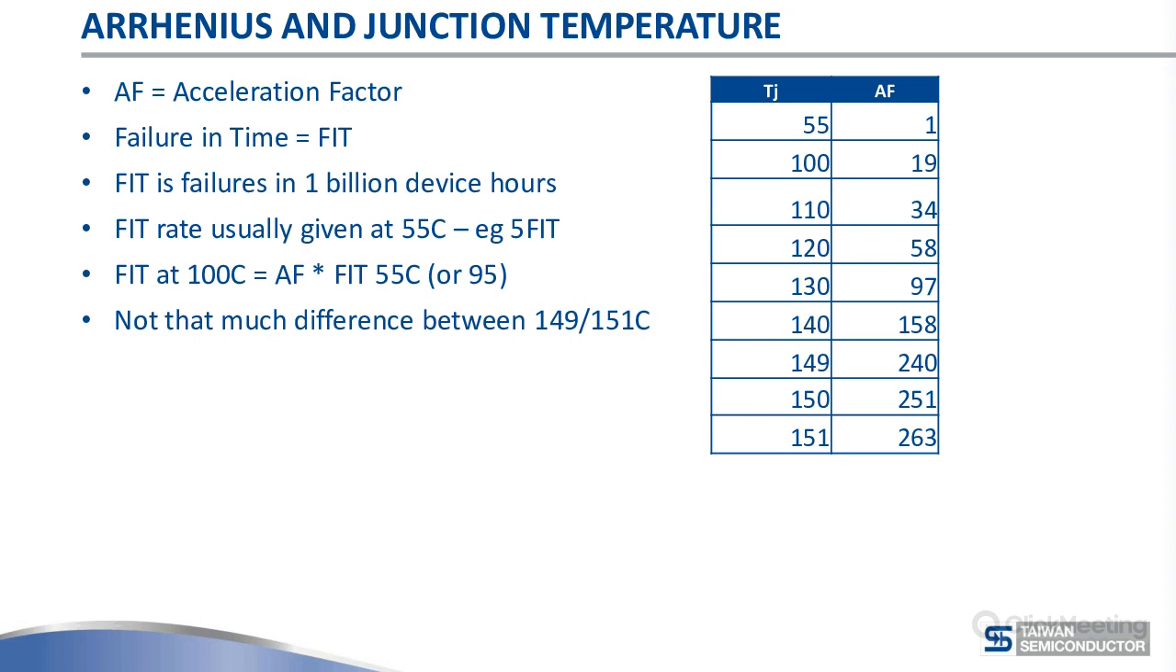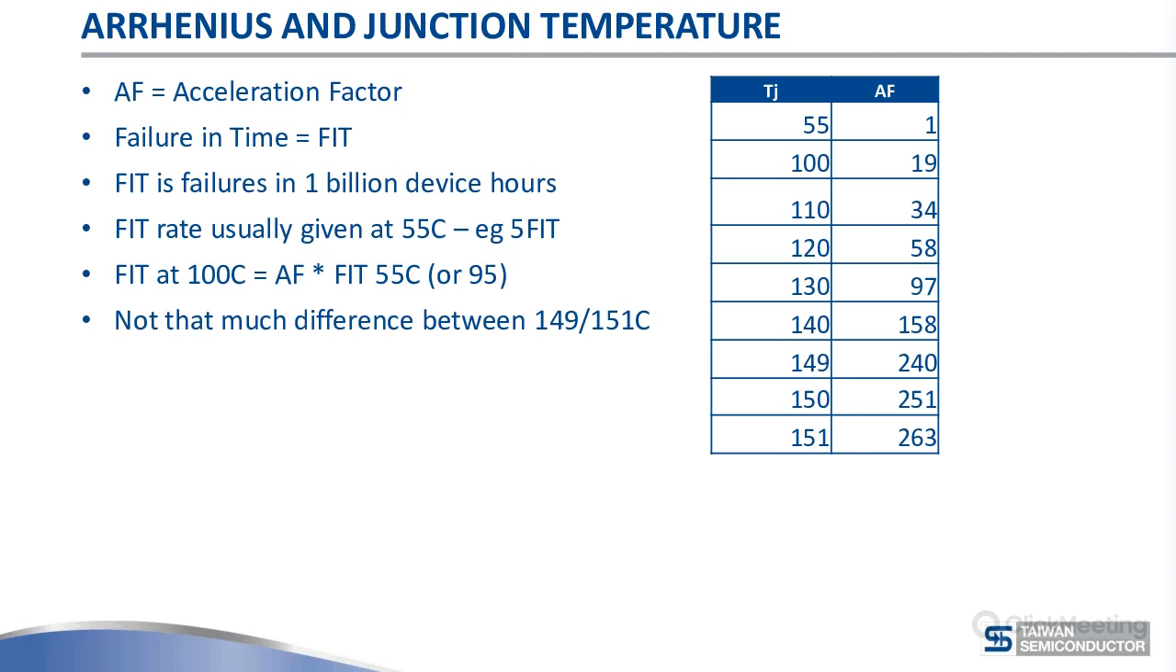Then you use something called the acceleration factor, and the acceleration factor is in the right-hand column. If it's for 100 degrees C, that acceleration factor is 19. You multiply that with the value at 55 degrees C, and you get a FIT rate of 95. So now here you get 95 failures coming out of your system with 1 million devices and 1,000 device hours.